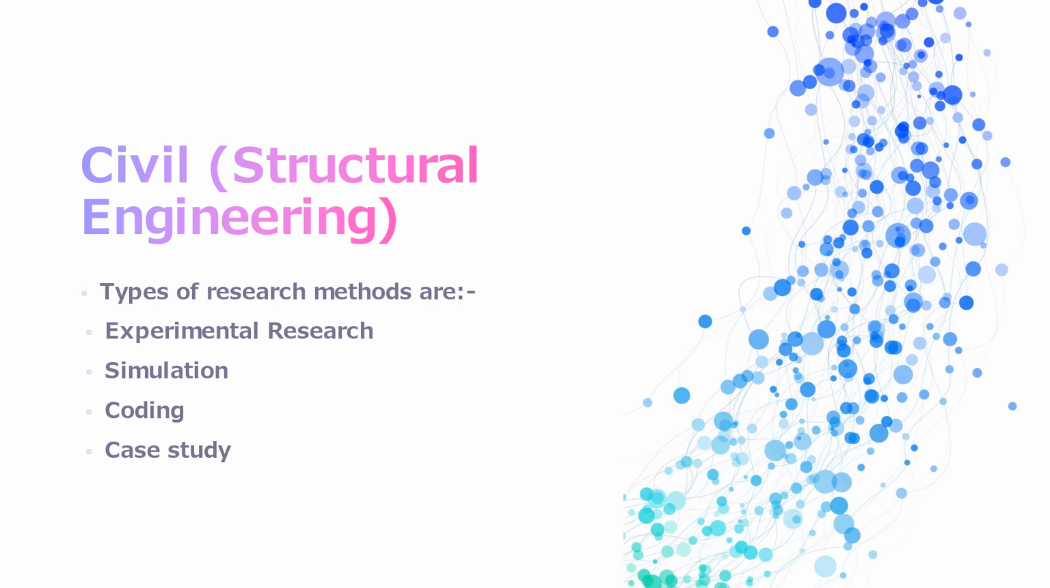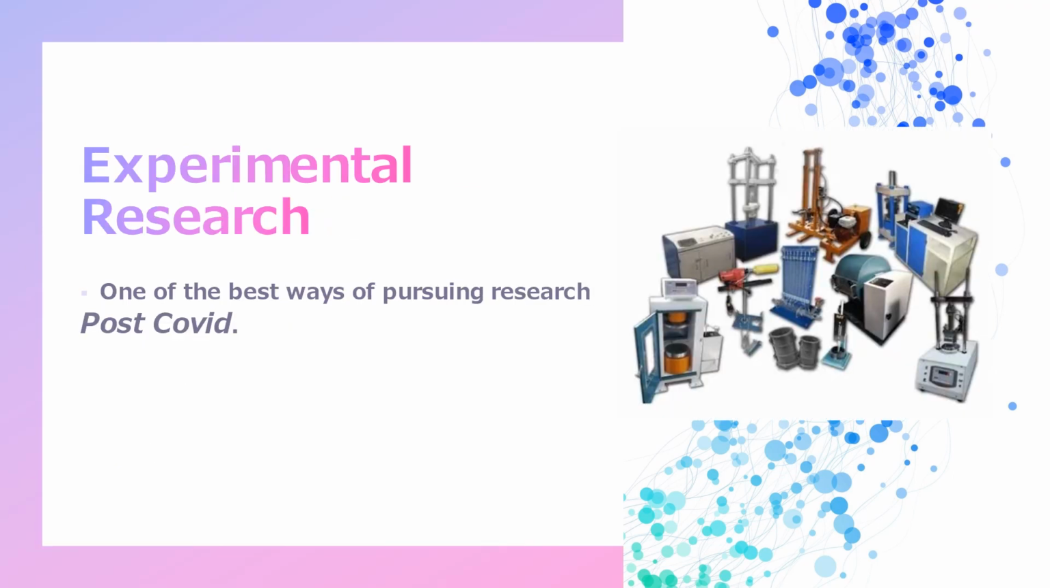I'll classify all the research methods, as per my knowledge, in four major classes. The first one is experimental research. Experimental research, I think all of you are aware of, that you need to perform some kind of experiment in some laboratory or on some real estate project or somewhere, like you are working on some kind of experimental work. The second one is simulation. You are using some kind of software, the coding works. And the last one is case study.